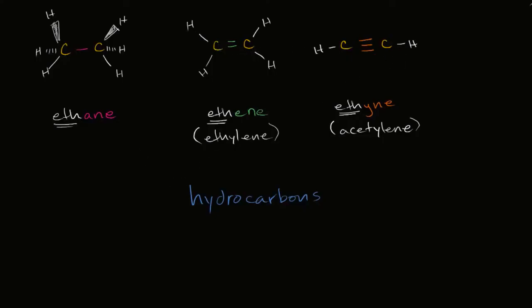But then we see that the ending is different. Over here, we have ethane. And it's an ane because we have a single bond over here. This over here, we have an ene. And that's because we have a double bond. We have at least one double bond in that chain, and the carbon chain is only 2 carbons over here. And it's ethyne here because we have a triple bond.